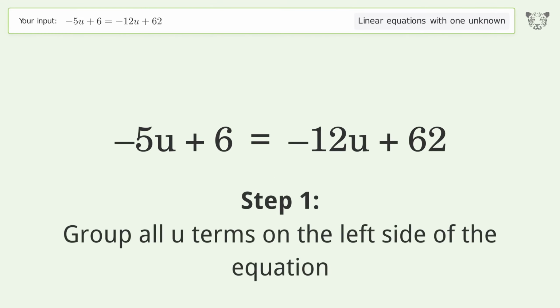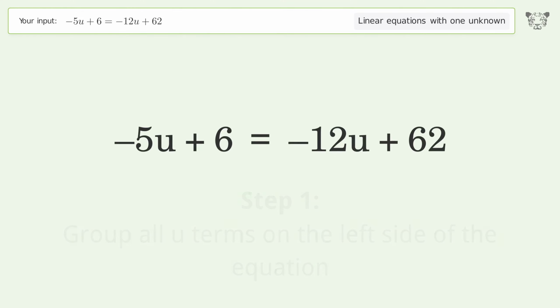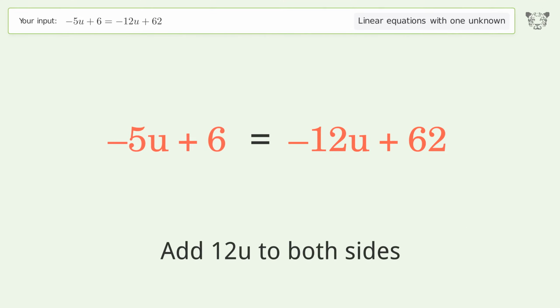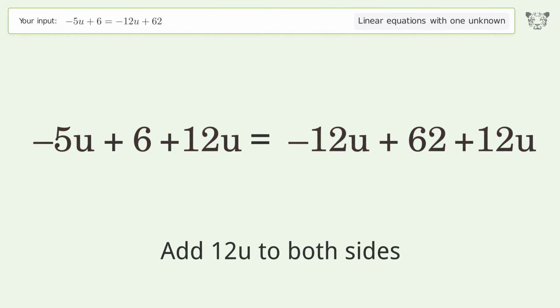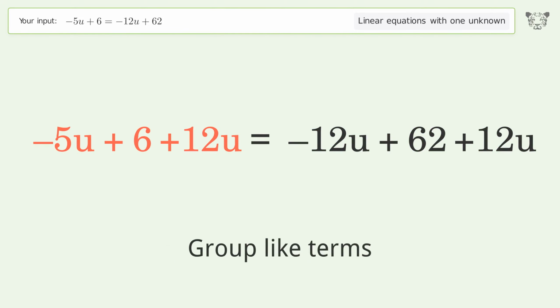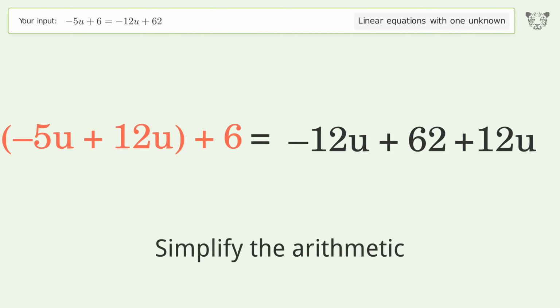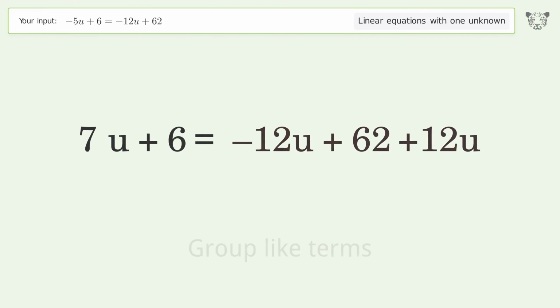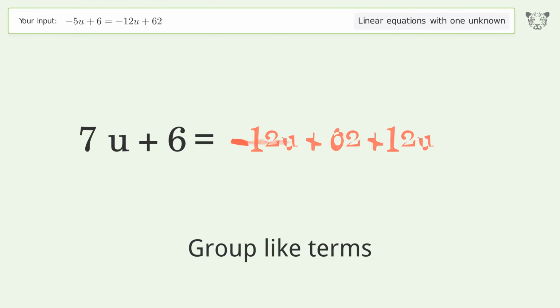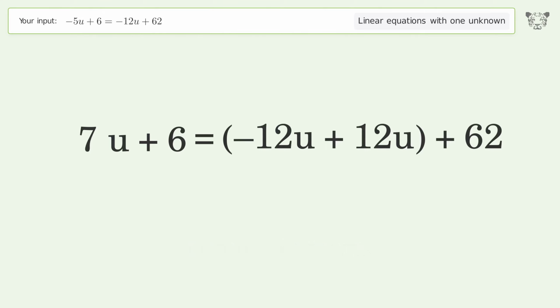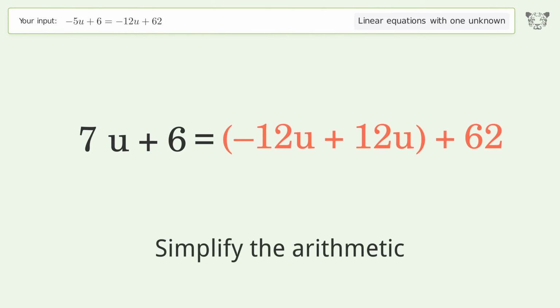Group all u terms on the left side of the equation. Add 12u to both sides. Group like terms. Simplify the arithmetic. Group like terms. Simplify the arithmetic.